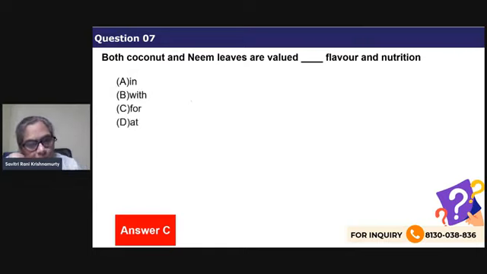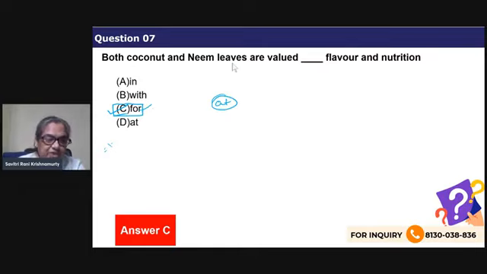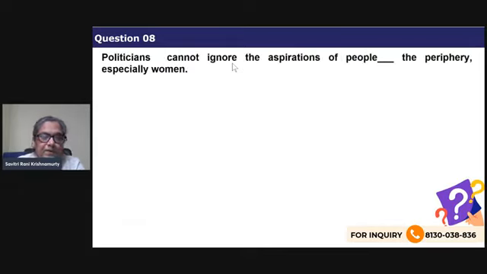Now remember, properties are valued at a price when you're putting a value for something. But this is, they are treasured, they are given value, they are given importance because of, so for their flavor and nutrition. Excellent. All right, let's look at question 8. Politicians cannot ignore the aspirations of people dash the periphery, especially women, at, on, in, or around.